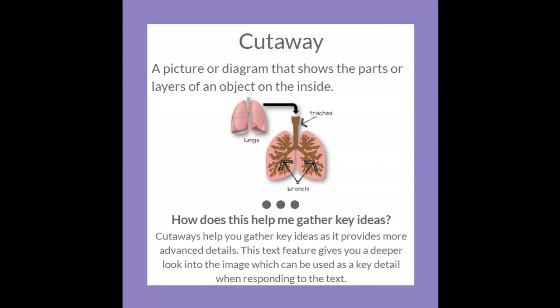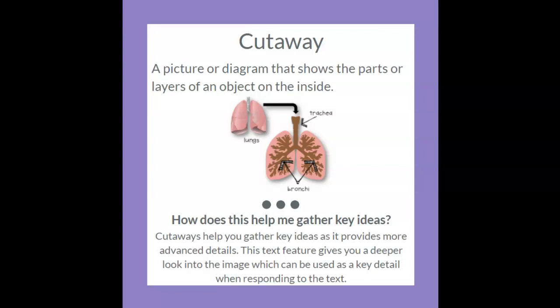So how does this help me gather key ideas? Cutaways help you gather key ideas as they provide more advanced details. This text feature gives you a deeper look into the image, which can be used as a key detail when responding to the text. Okay, so instead of just showing you what the lungs look like on the outside, a cutaway adds that extra piece of information for you, and it shows you what the lungs look like on the inside also. So when you're gathering your key ideas, you can use that text feature to really develop your response.